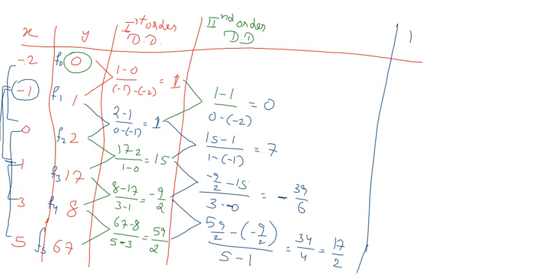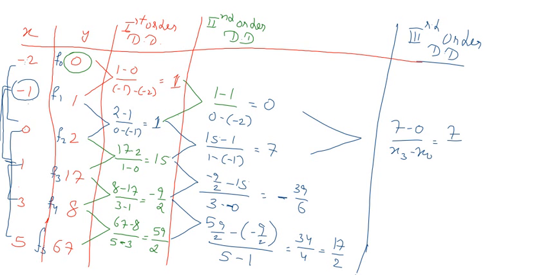So let's go for the third order divided difference now. You are going to use these two, so 7 minus 0. Now you are going to skip 2. Okay, so x0, x1, x2, x3. So you go with x3 minus x0. That is 7 divided by x3 minus x0, which is 1 minus minus 2. So that is 3. Right.